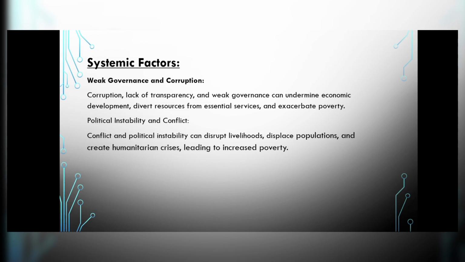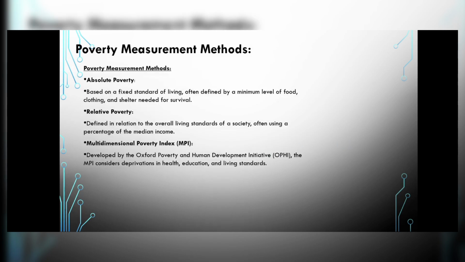Systemic factors. Weak governance and corruption: lack of transparency and weak governments can undermine economic development and divert resources from essential services, and exacerbate poverty. Political instability and conflict: political instability can disrupt livelihoods, displace populations, and create humanitarian crises, leading to increased poverty.